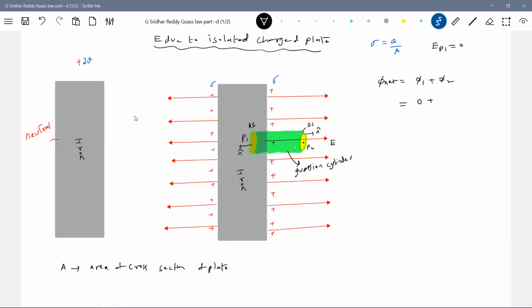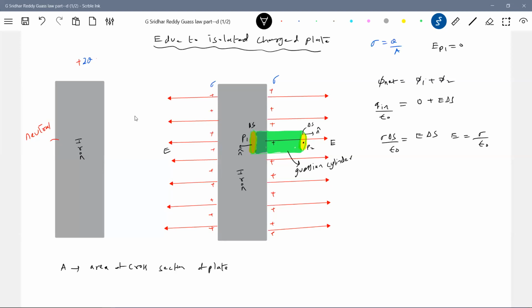Okay, this one. So then what about the field strength here? It is E. So flux will be E into delta S. This should be equal to Q in by epsilon naught, where the charge is present only on the outer surface. So what should be the Q in? Charge enclosed by the Gaussian cylinder should be equal to sigma into delta S. So what is the electric field? Sigma by epsilon naught. Same, that field is the same thing here also.